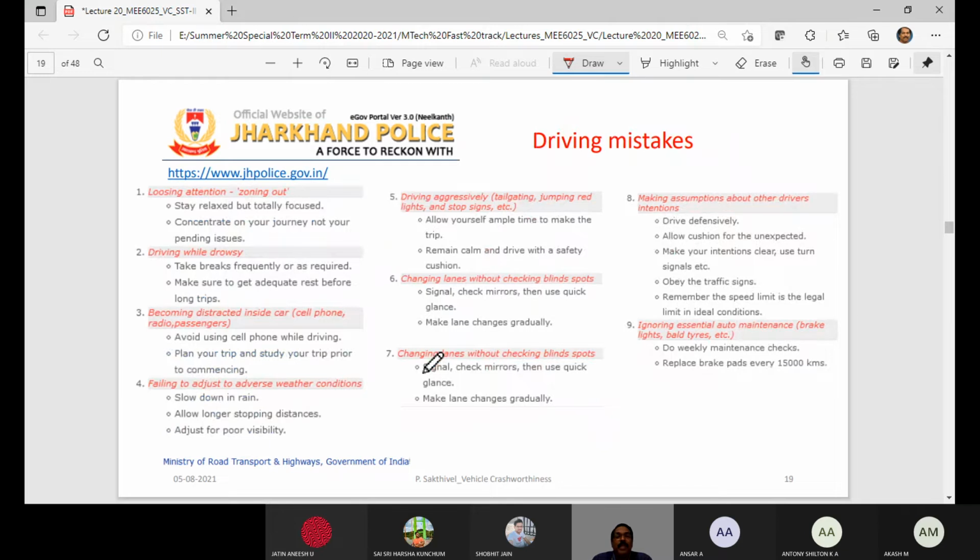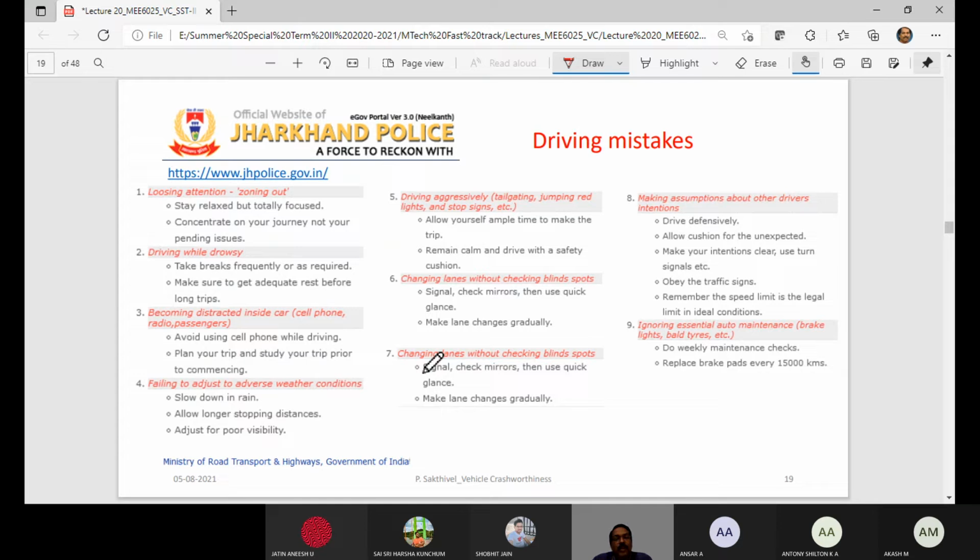So there are driving mistakes that are commonly made, though we have been seeing them. I could see these 9 points are very nicely given. Losing attention is one of the reasons. Driving while drowsy: if you are tired, whatever the emergency may be, you should avoid driving. If you are drowsy and about to sleep, driving is not recommended. And becoming distracted inside the car because of a cell phone, your music system, or other passengers present, and failing to adjust to adverse weather conditions.